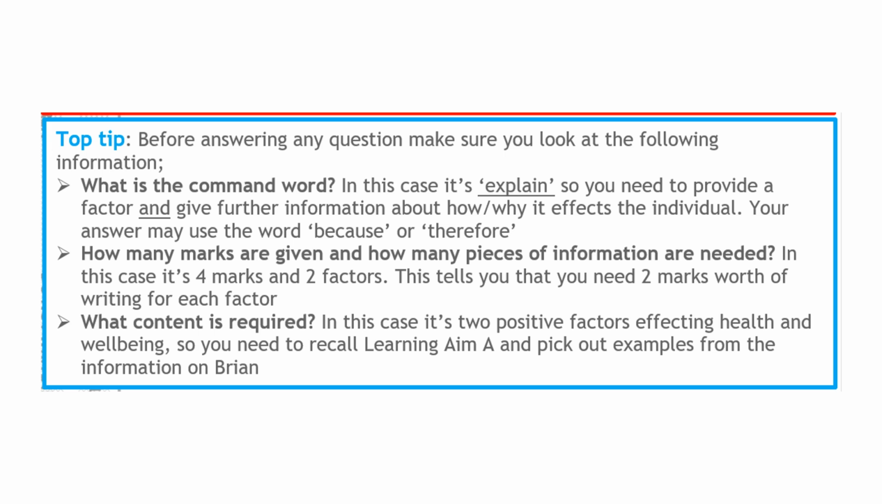So you need to provide a factor and give further information about how it affects the individual. Your answer may use the word because or therefore. You need to look at how many marks are being given. So if there are 4 marks, then you will need 2 factors that need to be expanded on. In this case, it's 2 positive factors affecting health and well-being. So you'll need to look at all the content and pick out examples from the information on Brian. Remember, the content that you've highlighted will really help you here.